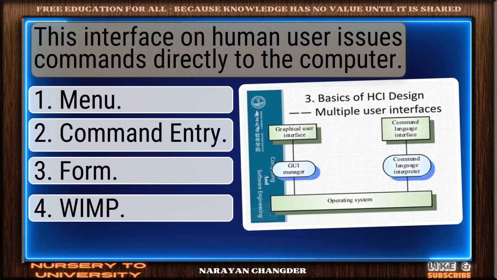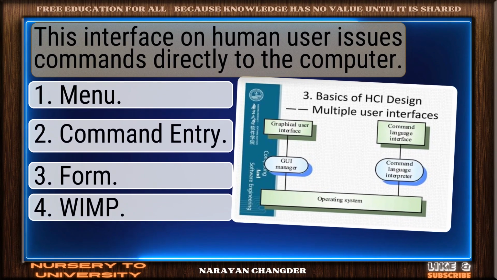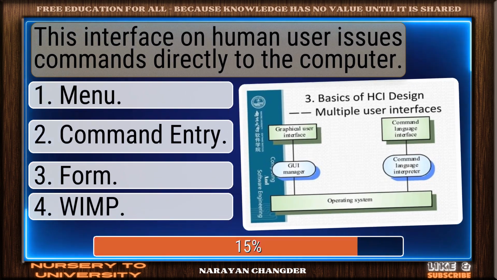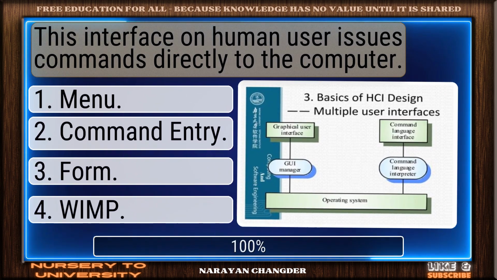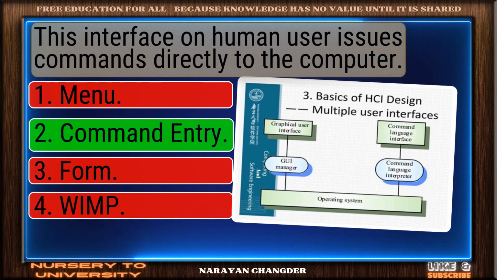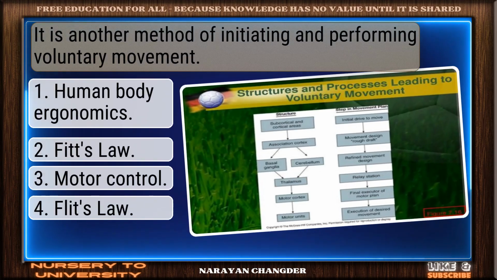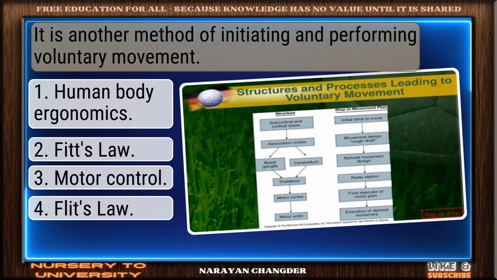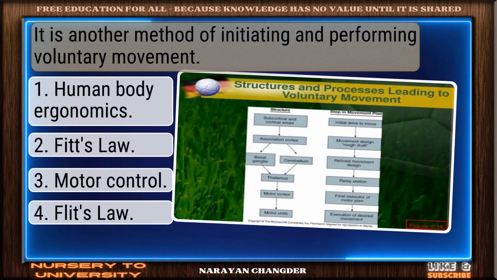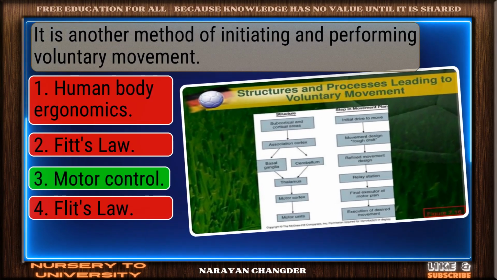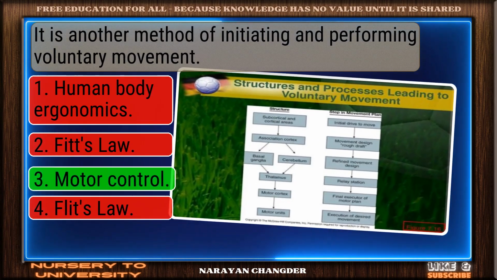Question number 15. This interface on which the human user issues commands directly to the computer. Correct. Command entry is the right answer. Question number 16. It is another method of initiating and performing voluntary movement. Great thinking. Motor control is the right choice.